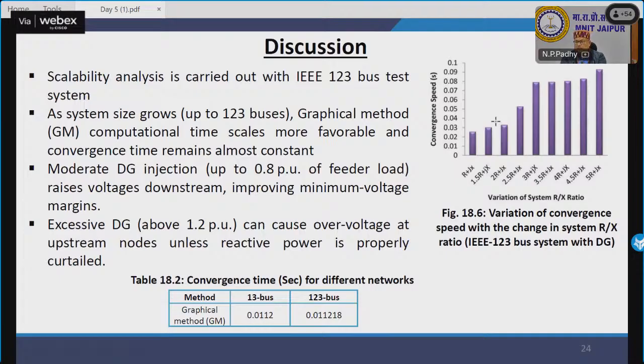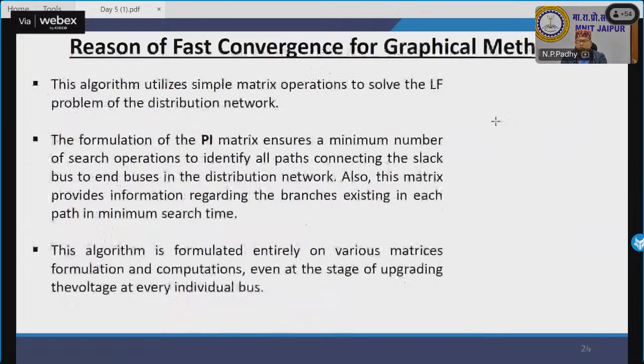So the convergence time, if you see, is just 0.01 second for the graphical method, and for the 123 bus also 0.01 second. Means just one click you get the answer. No time. All right, so this is the strength of this logic. Once all the matrices are created, in one click you get your answer.